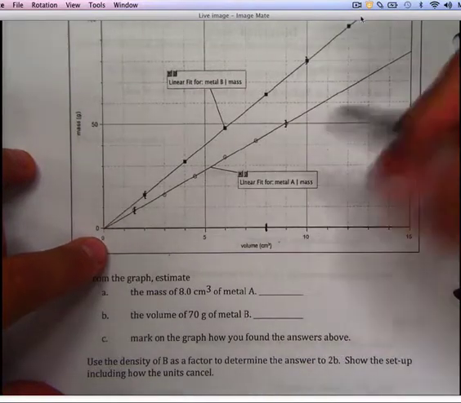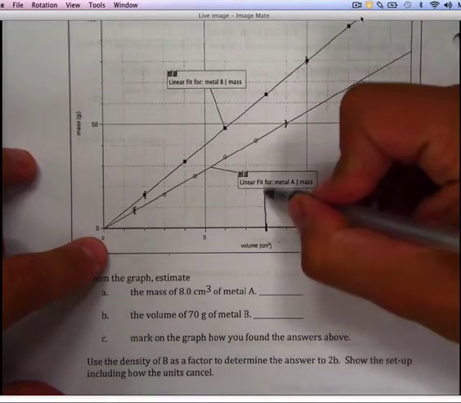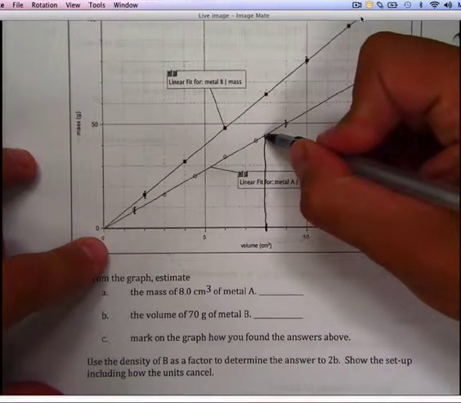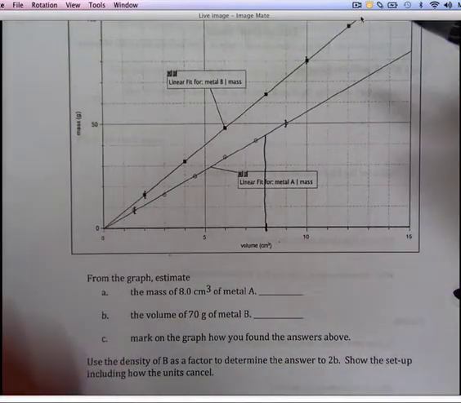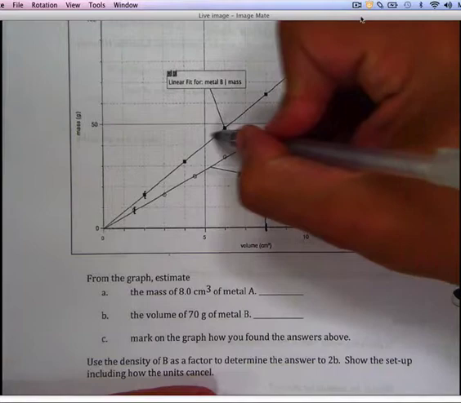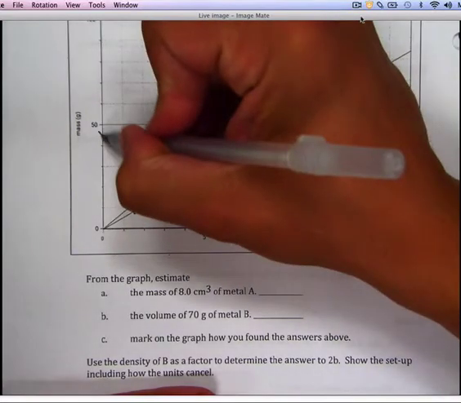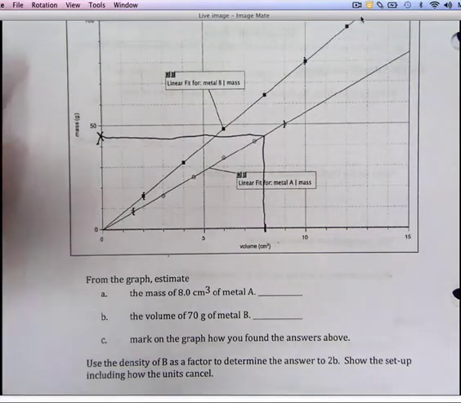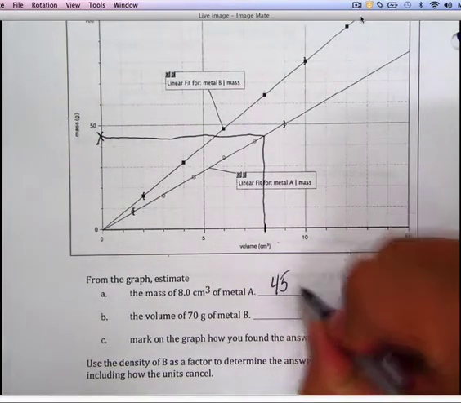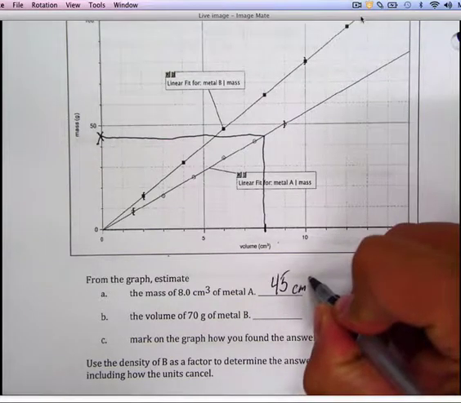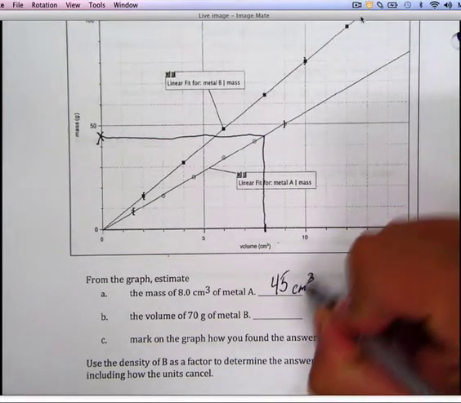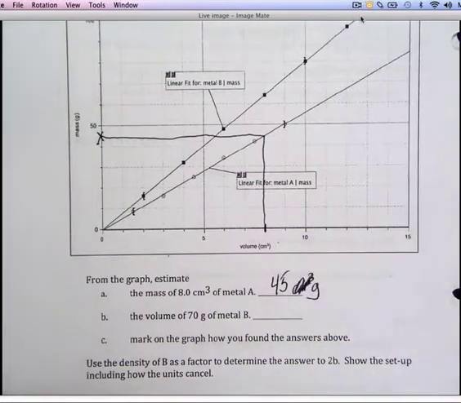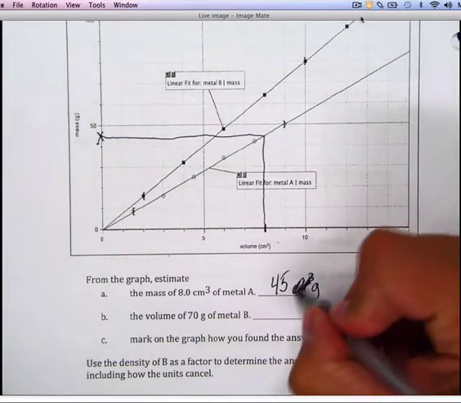There's 8. So what I do is I draw this line up to where 8 is, and it's not the straightest line, but it'll work. There. Then I bring it over here, and I say, what is my mass? And my mass is estimated at about 45-ish. Somewhere in there. I'd take 46, maybe even 44. And it's going to be grams. All right. So that's how you look at the graph.